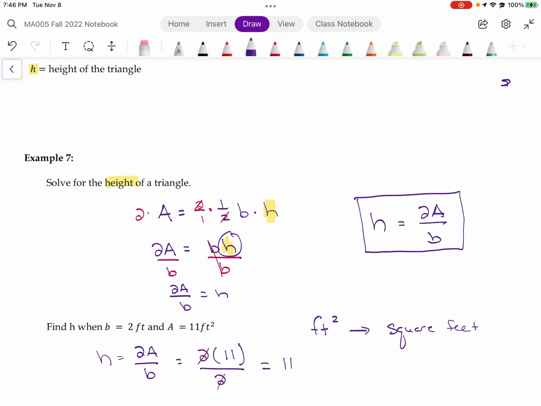And what is it measured in? Height is not squared because it's not an area. It's just going to be feet. So keep track of your units so you can think about what your answer is going to be in.